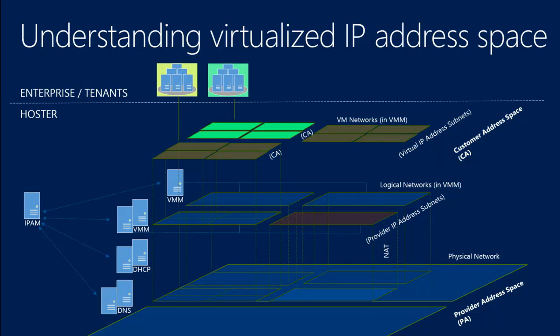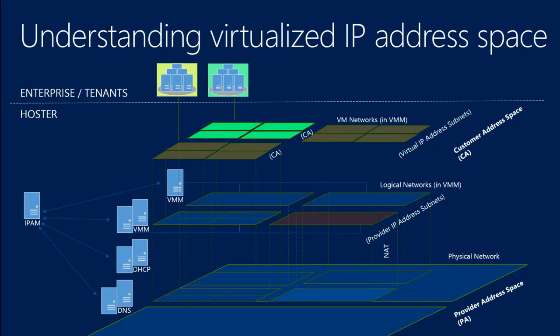Now when you bring VMM into the mix to create all these different virtual networks, then there are new concepts that come in. For example, you have the concept of a logical network in VMM. Now what a logical network is, is basically a network that provides you a set of services. So it could be a storage service or a compute service, and all those logical networks are essentially carved out of your provider address space. They are carved out of your physical network. So they use the same address space.